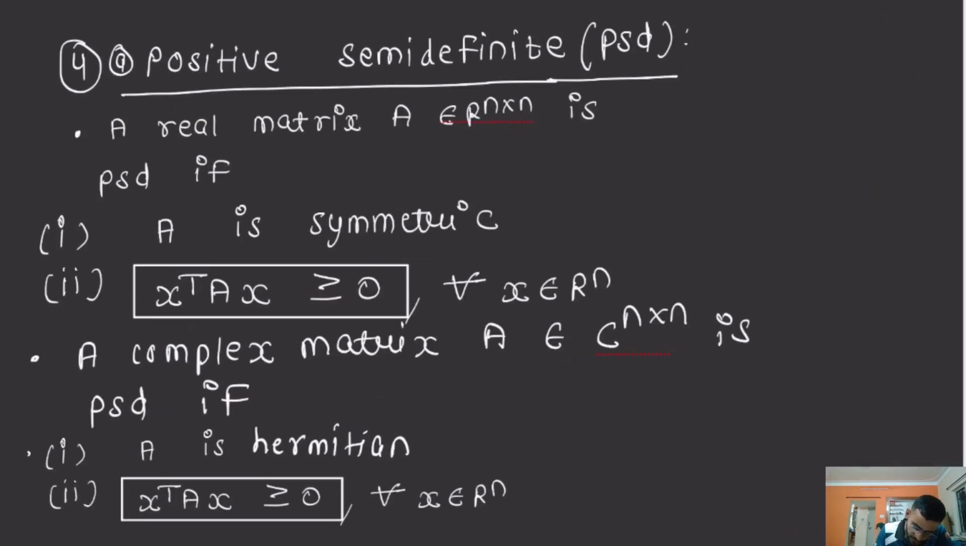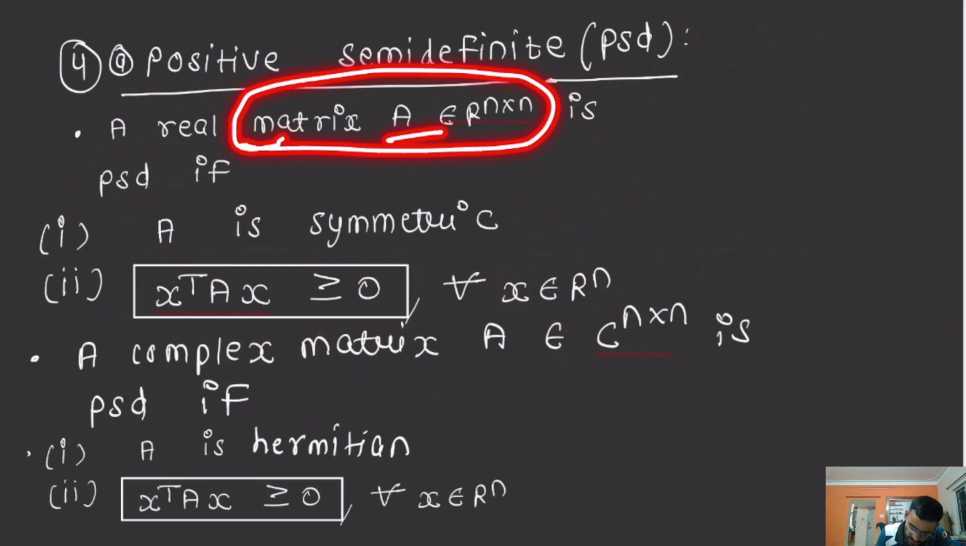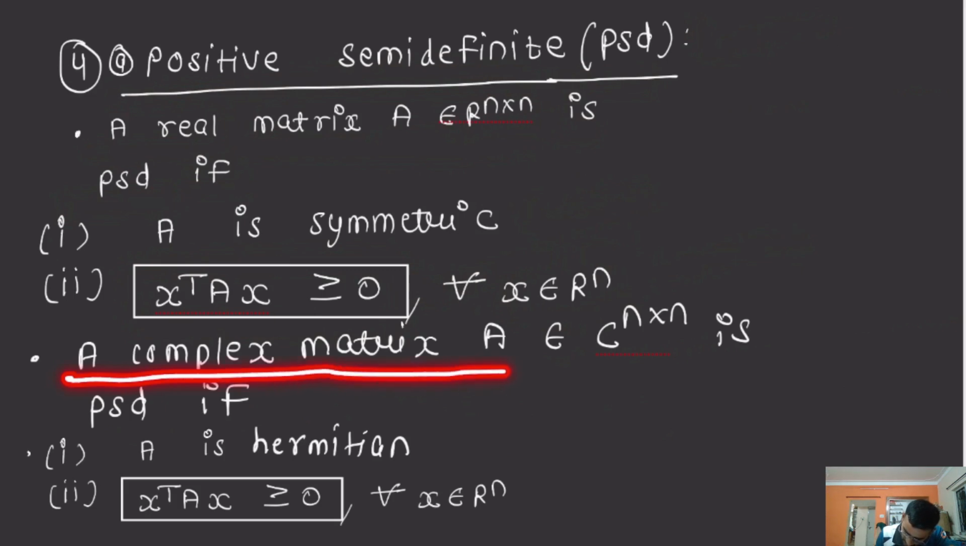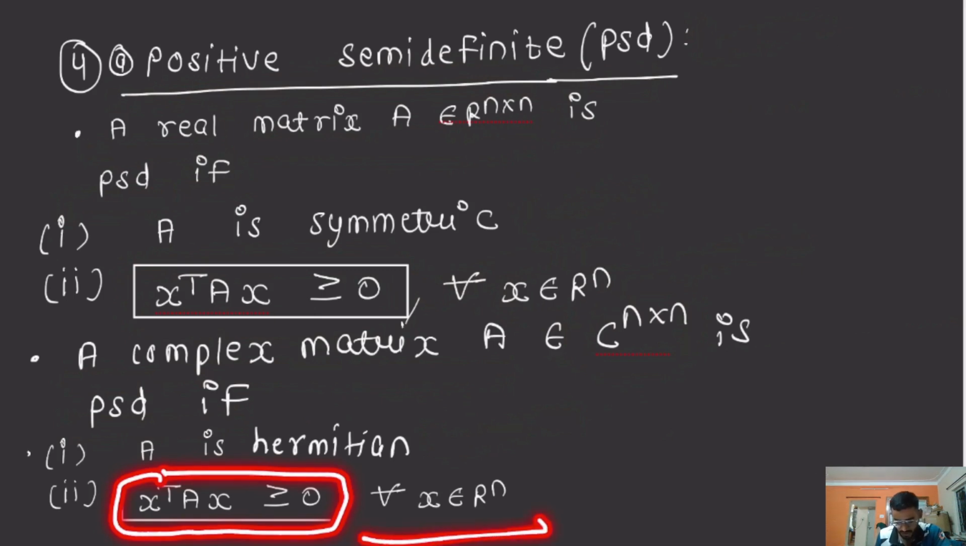Okay. The fourth one is positive semi-definiteness. These are characteristics of a matrix. A real matrix A is positive semi-definite if A is symmetric and xᵀAx is greater than or equal to 0 for all x belonging to Rⁿ. And a complex matrix A is positive semi-definite if A is Hermitian and xᴴAx is greater than or equal to 0 for all x.